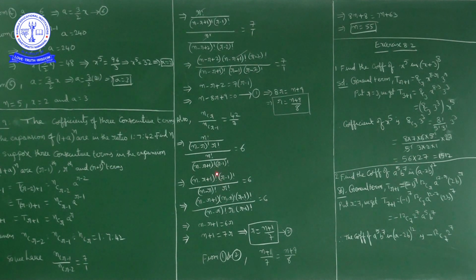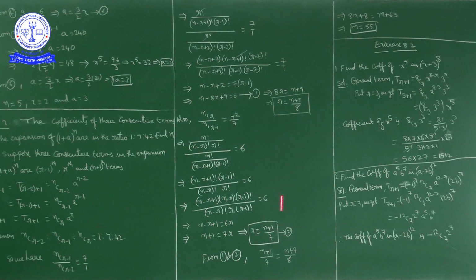Now the numerator n minus r plus 1 factorial we can write as n minus r plus 1 into n minus r factorial. R minus 1 factorial as it is. Denominator n minus r factorial as it is, and r factorial I will write as r into r minus 1 factorial is equal to 6. What is the advantage? Numerator n minus r factorial, denominator n minus r factorial cancel. Numerator r minus 1 factorial, denominator r minus 1 factorial cancel. So what we have, n minus r plus 1 is equal to 6 into r. Okay, so n plus 1 is equal to 7r, so r is equal to n plus 1 by 7.